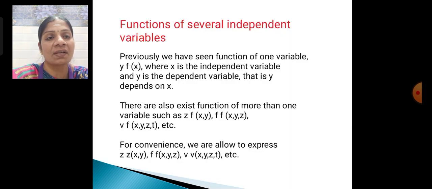Next, we see the functions of several independent variables. Previously, we have seen a function of one variable, y = f(x), where x is the independent variable and y is the dependent variable, that is, y depends on x. There also exist functions of more than one variable, such as z = f(x, y), u = f(x, y, z), v = f(x, y, z, t), etc. For convenience, we are allowed to express z as z(x, y), f as f(x, y, z) and v as v(x, y, z, t), etc.